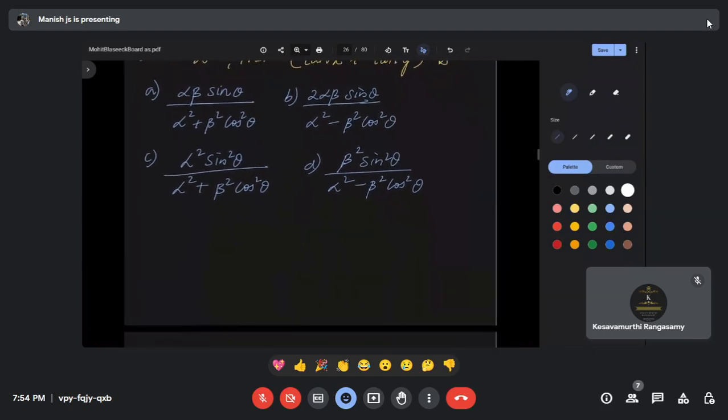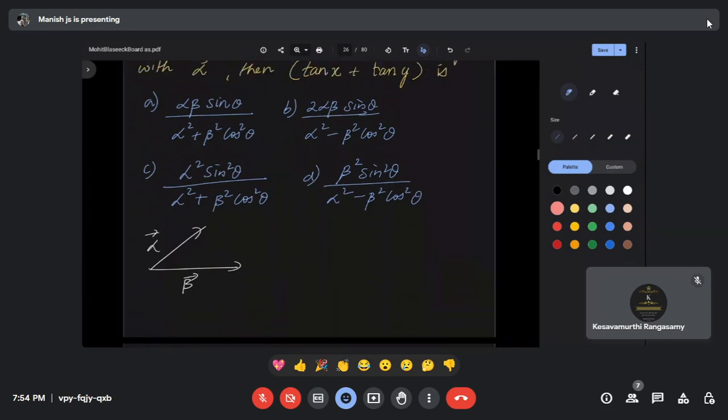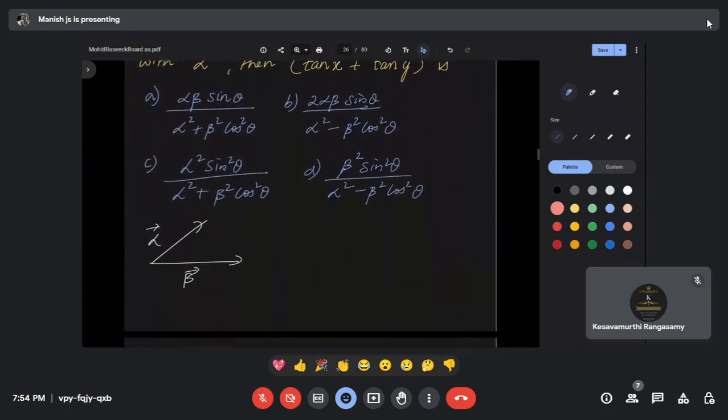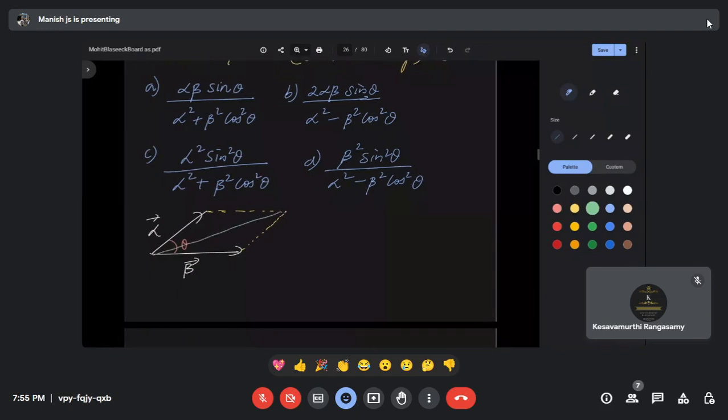Whenever you have two vectors, here they have given us two vectors, alpha and beta. Say this is vector alpha and say this is vector beta. The angle between them is theta. That's what they have given in the question, right? Now where will the resultant of these two vectors lie? Don't you think it is going to be a parallelogram? So this is the resultant, isn't it?